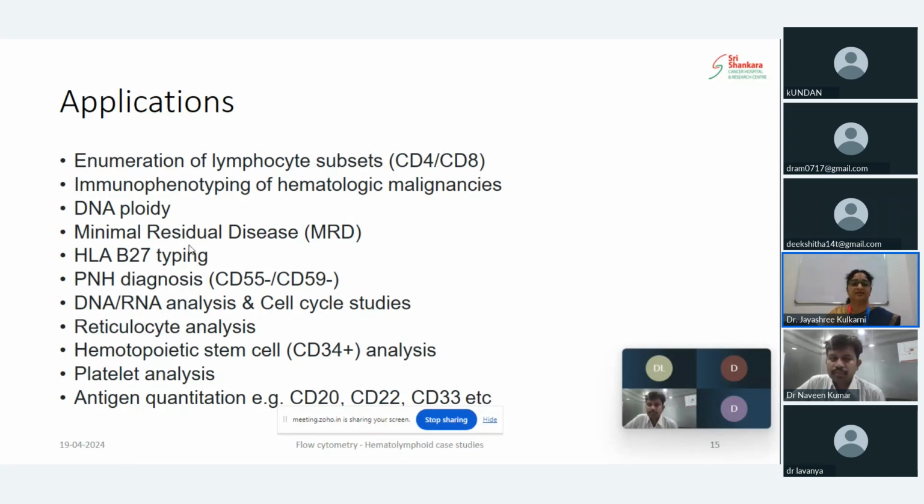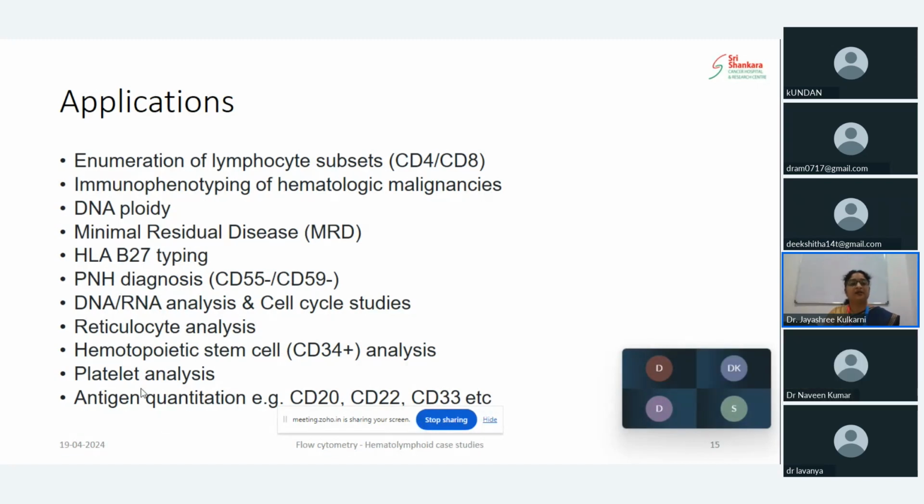Minimal residual disease. This is when a patient has taken treatment or undergone transplant and you want to see whether there is any kind of minimal residual disease to the tune of 1 in 10,000 cells. Even one abnormal cell in 10,000 cells that are counted can be detected by minimal residual disease. HLA-B27 typing has now come up on flow cytometry, PNH diagnosis, then cell cycle studies you can do, reticulocyte analysis.